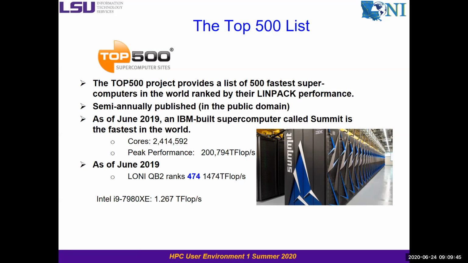Let's talk about the Top 500 list. The Top 500 project provides a list of the 500 fastest supercomputers in the world. As of June 2019, an IBM-built supercomputer called Summit is the fastest in the world. It has more than 2.4 million cores and can reach 200,000 teraflops. One of our clusters, Lonnie Quimby 2, is also on the list.